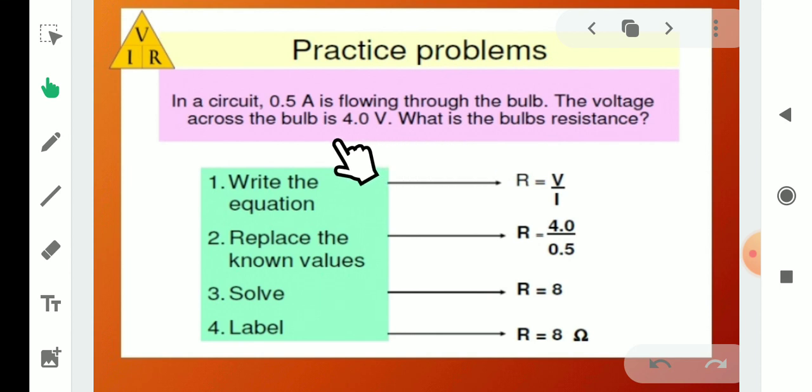So what happens? The formula, resistance we want. So resistance is V by I. Write the equation, R equal to V by I. Substitute, R equal to V is 4 volt and electric current is 0.5 ampere. Substitute, solve it. So you are going to get it as 8. What is the unit? Just mention the unit, that is, resistance unit is 8 ohm. Okay, this is how, by using this, you are going to calculate easily.